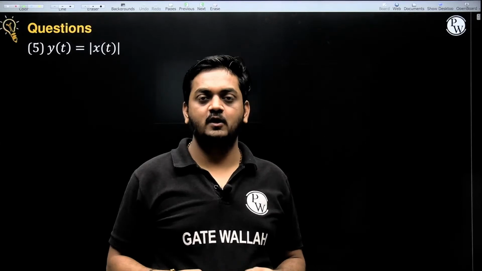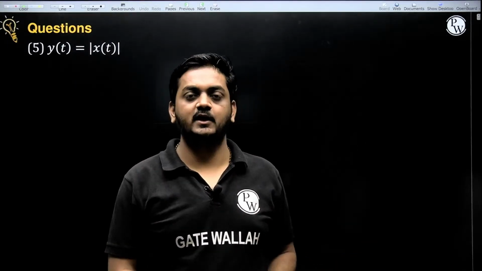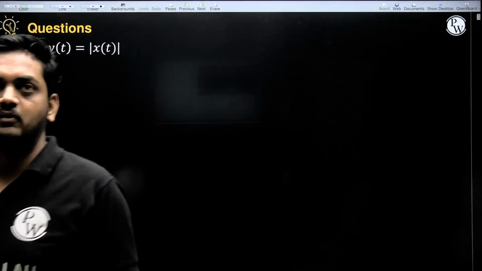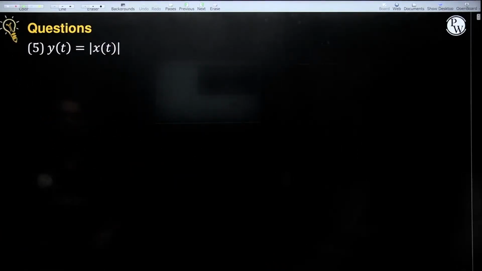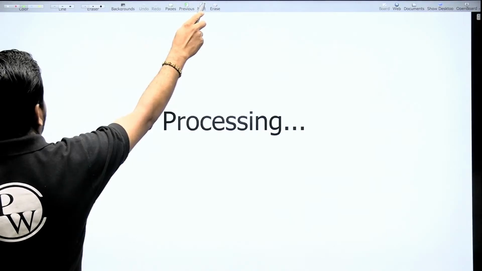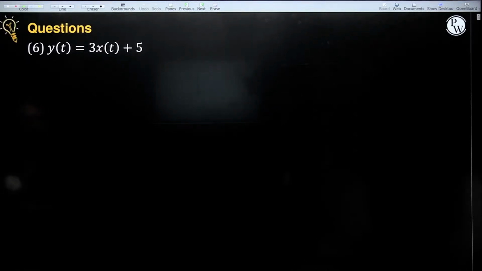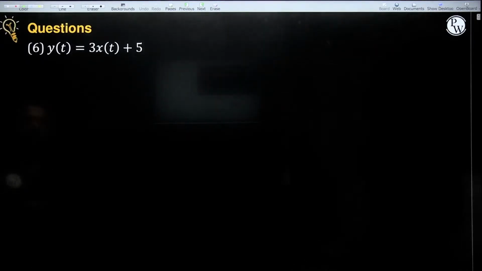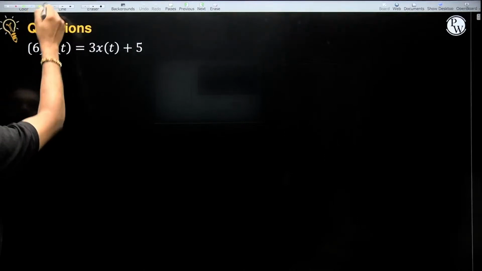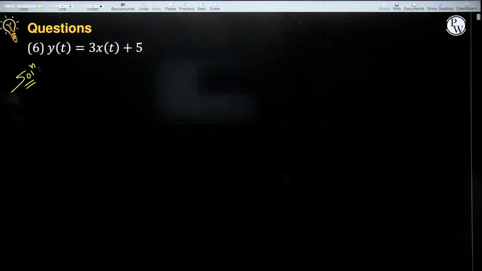No issue. You can check through graph also. If the straight line passes through origin, they are linear. Otherwise, non-linear. Okay. Now try this question. Same question. Y of t equal to 5x of t. Sorry, y of t equal to 4x of t. Number 6. Y of t equal to 3x of t plus 5. Now tell me whether this is linear or non-linear system. Linear or non-linear?